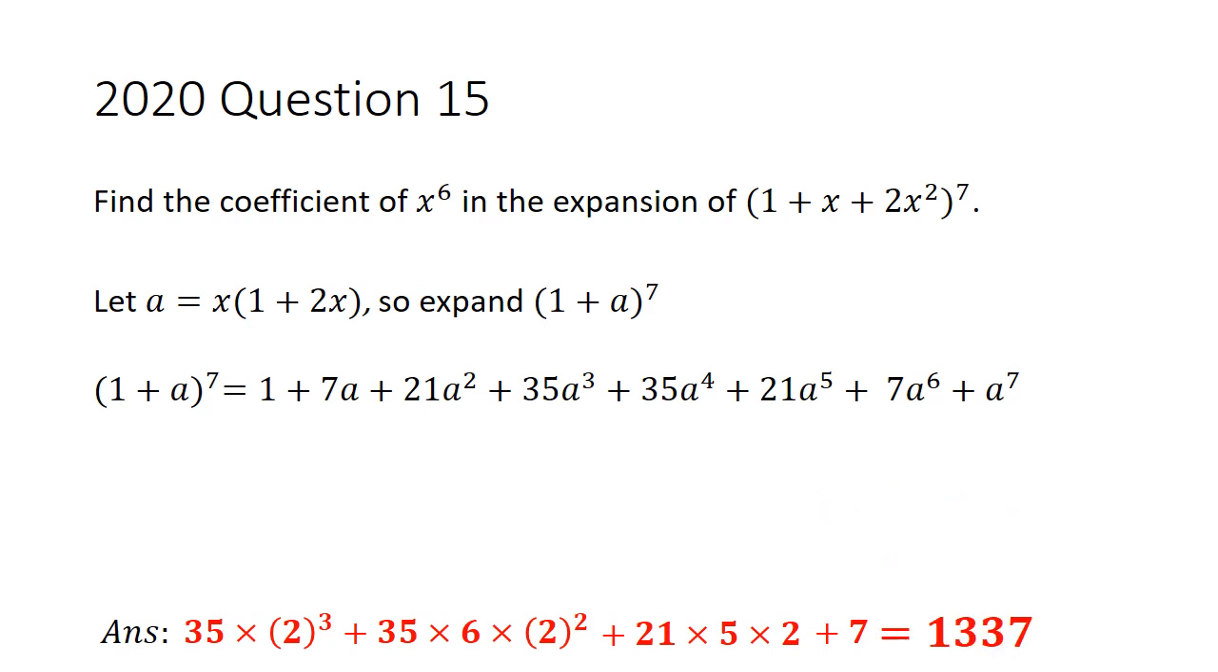A to the power of 7, I don't have to look at it because the smallest power is already x to the power of 7. It will not contribute any coefficients to x to the power of 6. So the final answer is just adding up all the coefficients we've gathered from the various terms, and it's just 1337. It's the final answer.